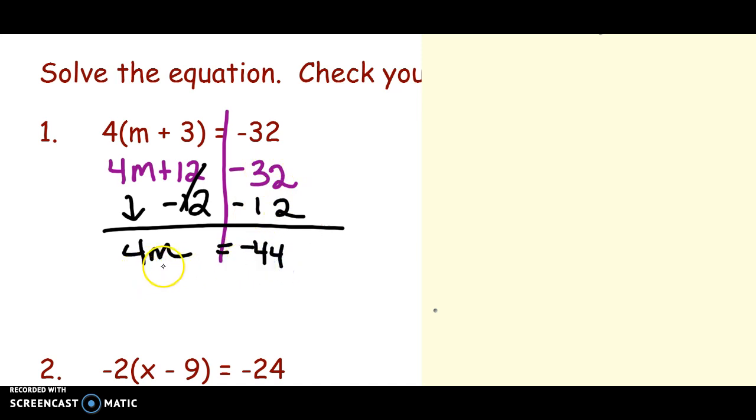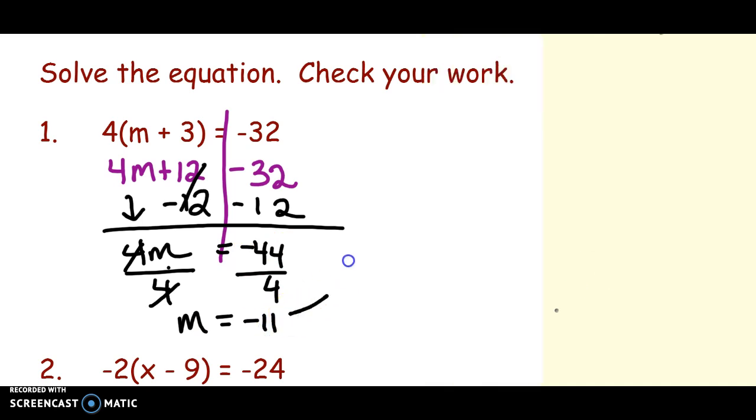Now you can ask yourself, 4 times what number gives you negative 44? If you're not sure, do inverse operation. Instead of 4 times m, you're going to divide by 4. 4 divided by 4 is 1. 1 times m is m. Negative 44 divided by 4 is negative 11.